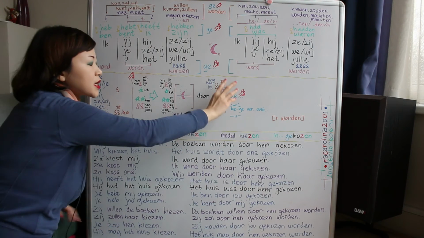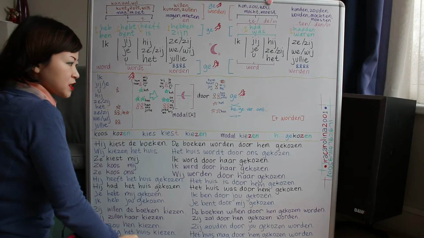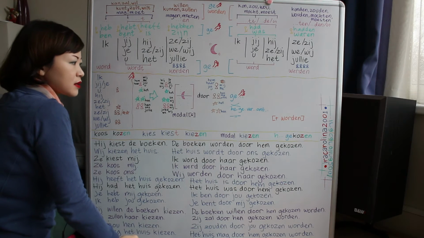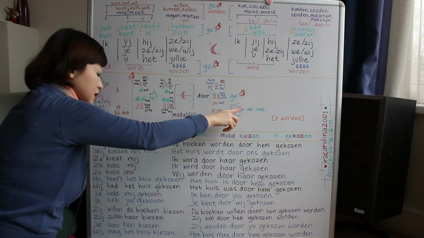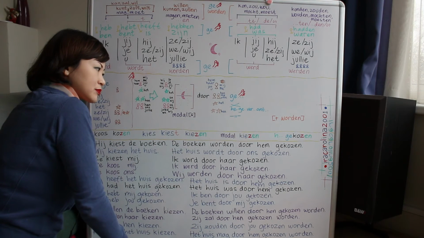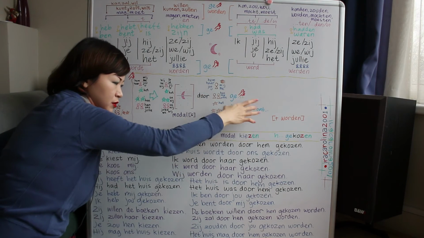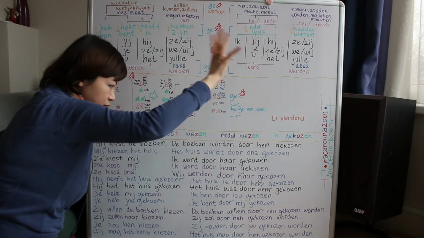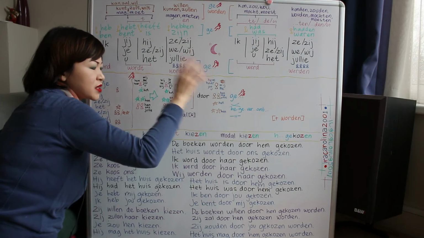And we put the ge, the verb. There's an exception for several words that initially begin with be, ge, ver, ont. We don't put the ge in front of these words. It will come as this word be something, ge something, ver something, ont something, instead of adding the ge.